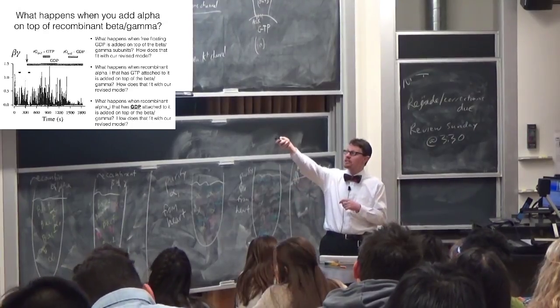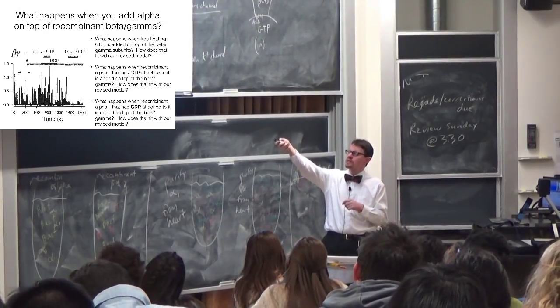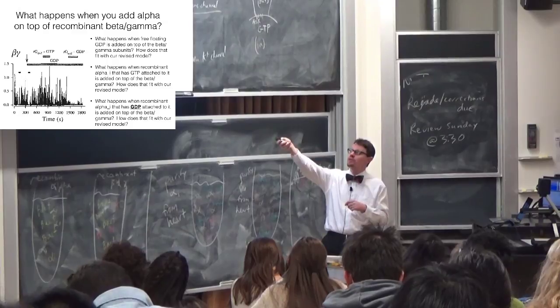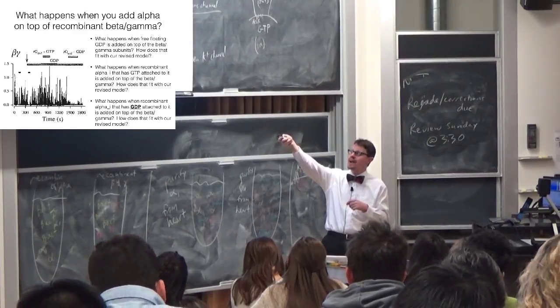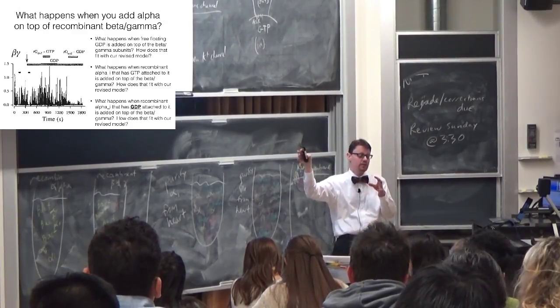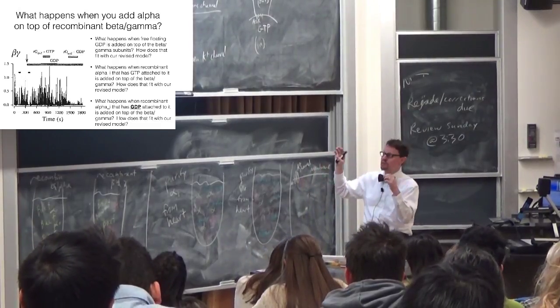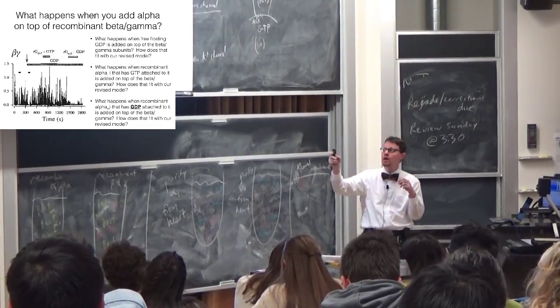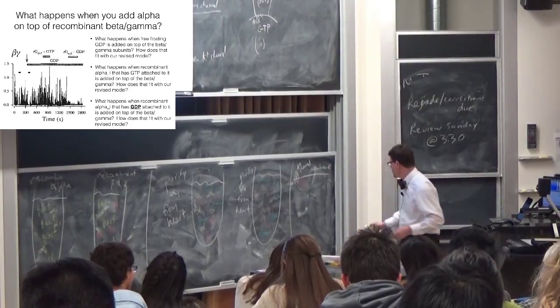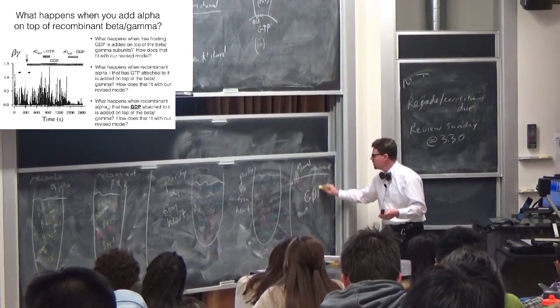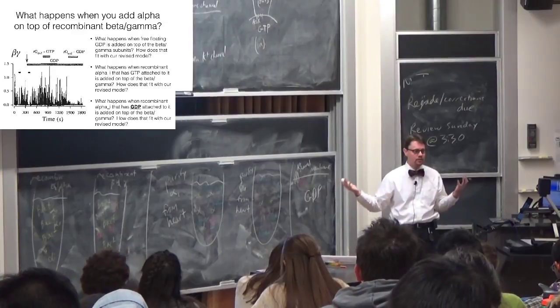And so we add the GDP. One of the reasons for adding the GDP is because if there were any alphas involved, that GDP would stick to those alphas and stop the channel. Any alphas that we didn't get rid of, that GDP would stick to. But here we add just some random GDP here. The current doesn't change. Why not?